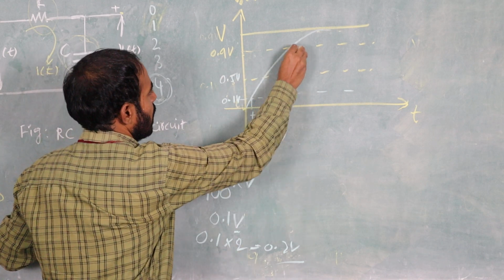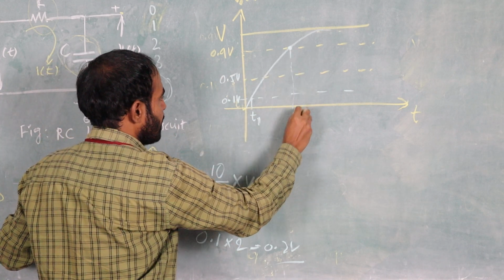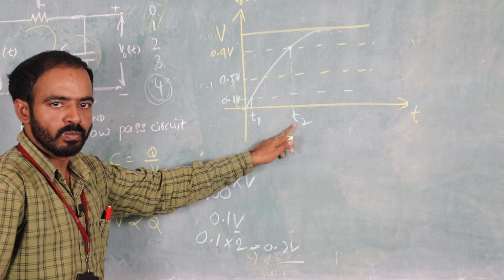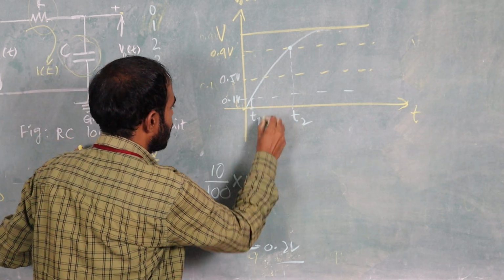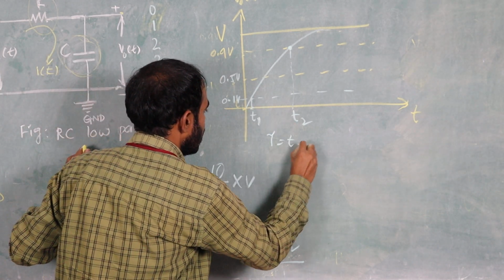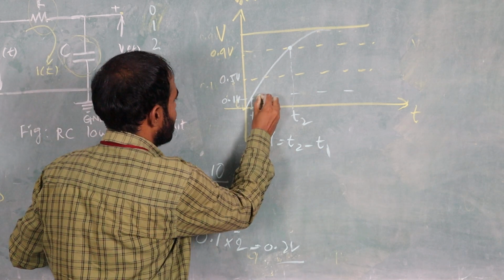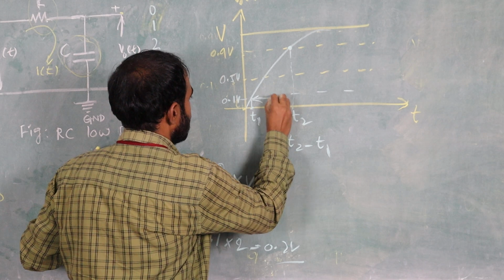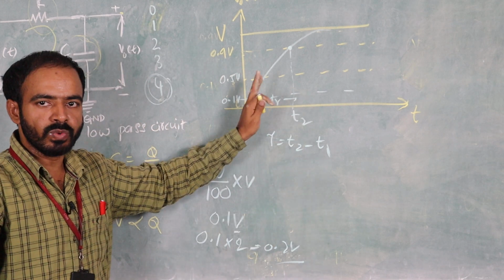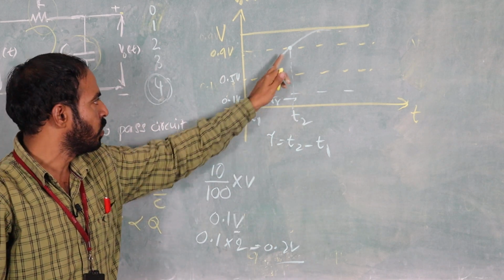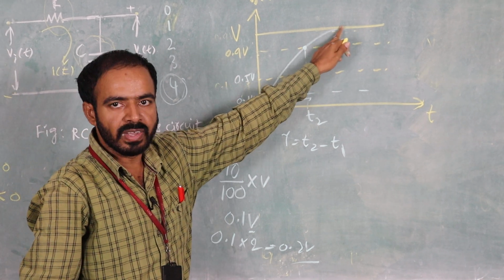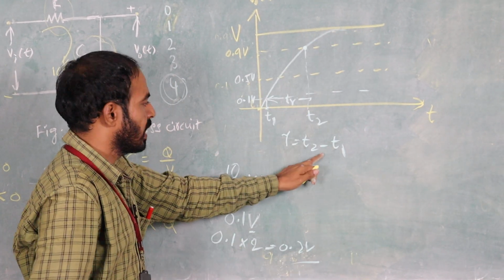To reach this level it has taken this much time. So here the rise time is T2 minus T1. This is the rise time: the time taken by the output waveform to rise from 10% to 90% of its final value.